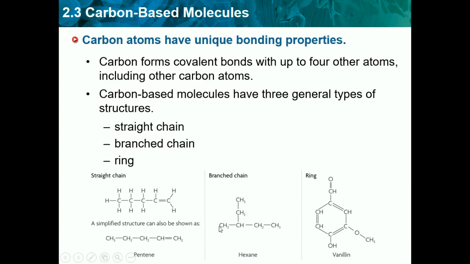The branched chain has one horizontal, one vertical, but it doesn't always have to be one horizontal, one vertical. That's just how this one is. So it's straight, but then it also has a branch. And then we also have the ring, which in this case is a hexagon. So it's circular.